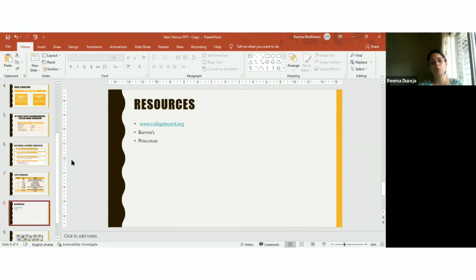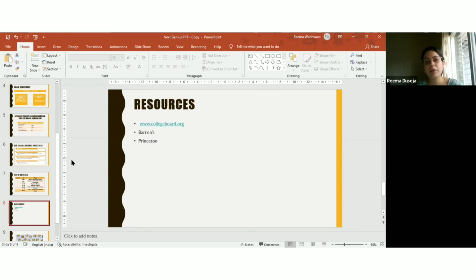We will be looking at these resources. The College Board website has a lot of updates and a lot of information about AP Environmental Science. You can look it up online whenever you're free. Some of the books that we'll be using are Barron's and Princeton. Barron's and Princeton are good, and EVS is a very theoretical subject. So you need to be good at remembering things and memorizing terms. And the more terms you use, the better your answers look.